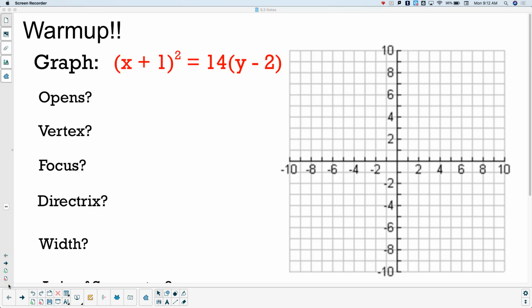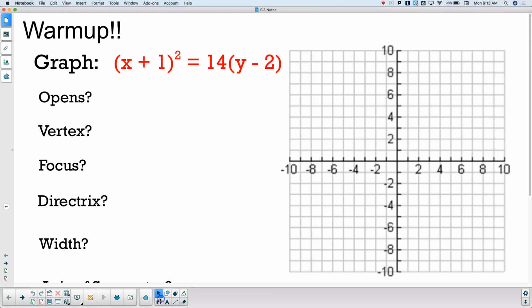Oh, talk to me. It opens up. You sure? Why? Because it's x plus 1, that's the square. Okay, so x is squared, so that's up, down. Yeah. And? Positive. And the other number is positive. So it opens up. Love it.